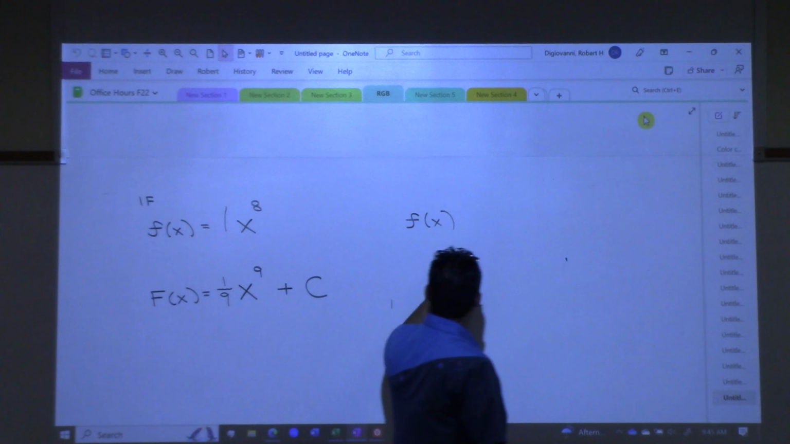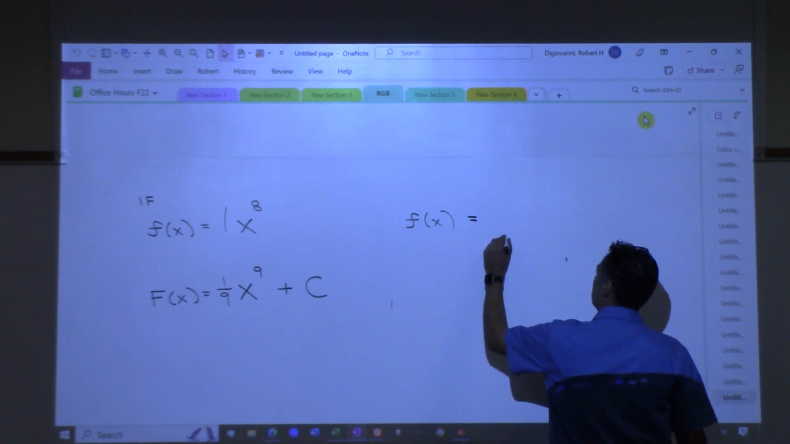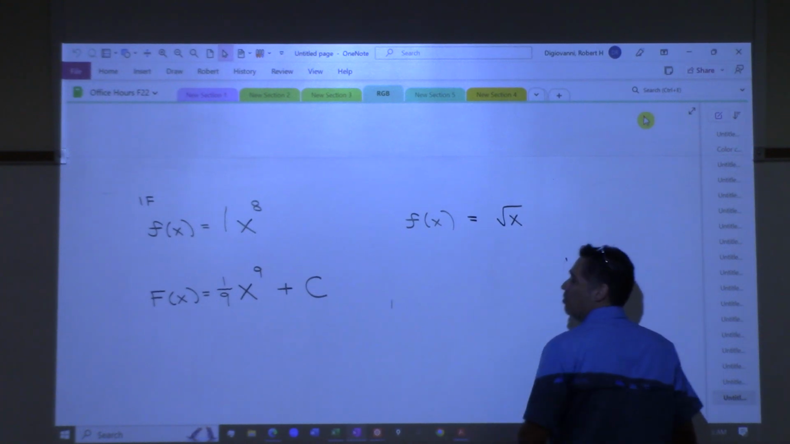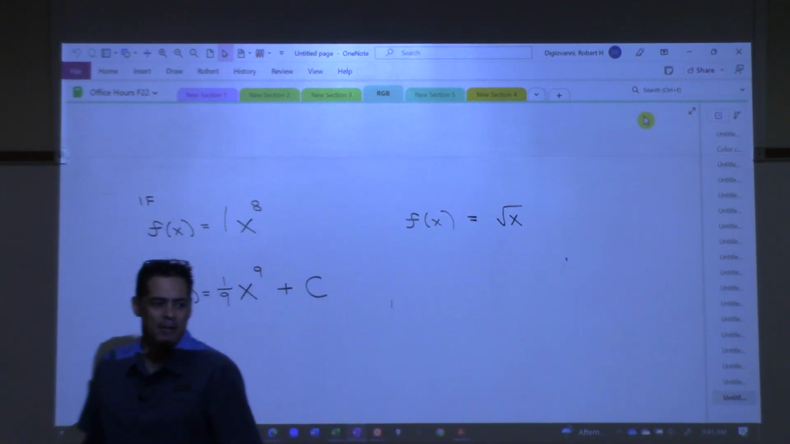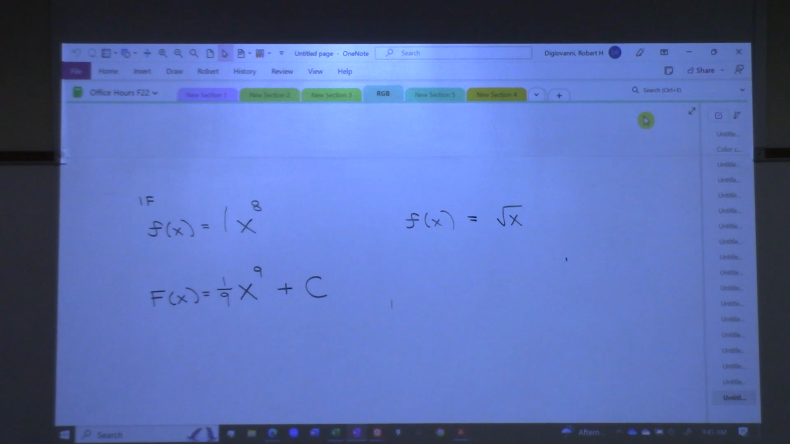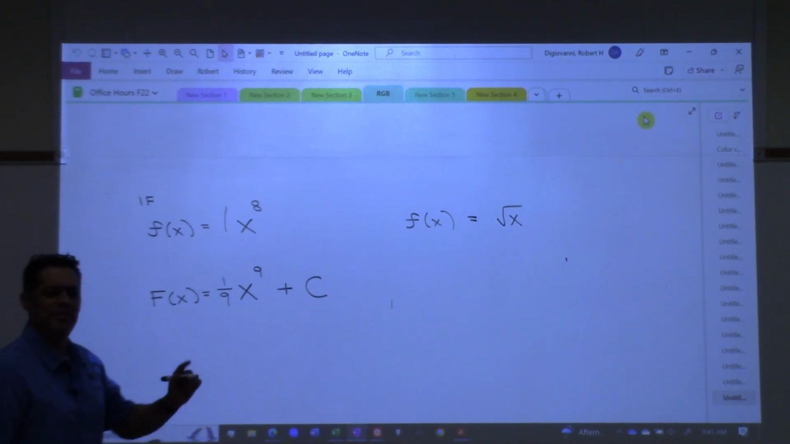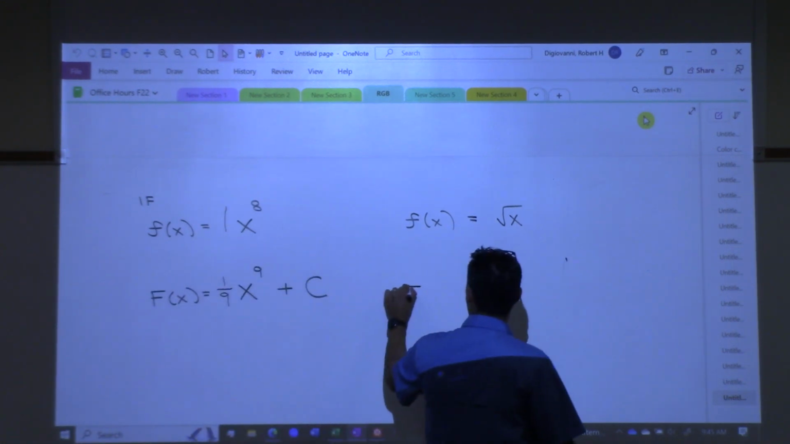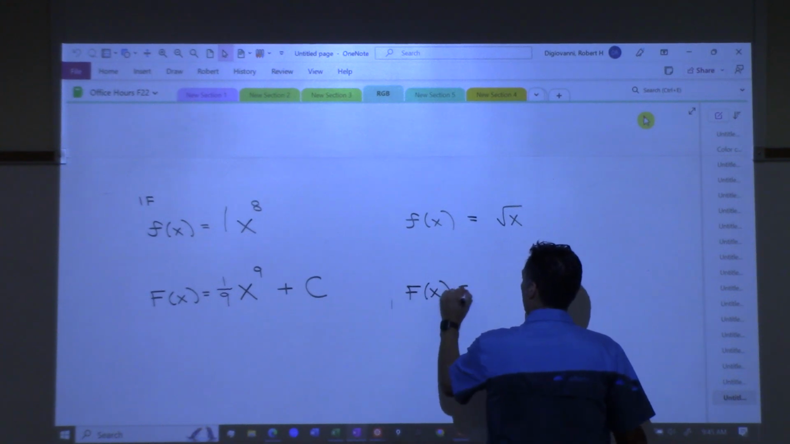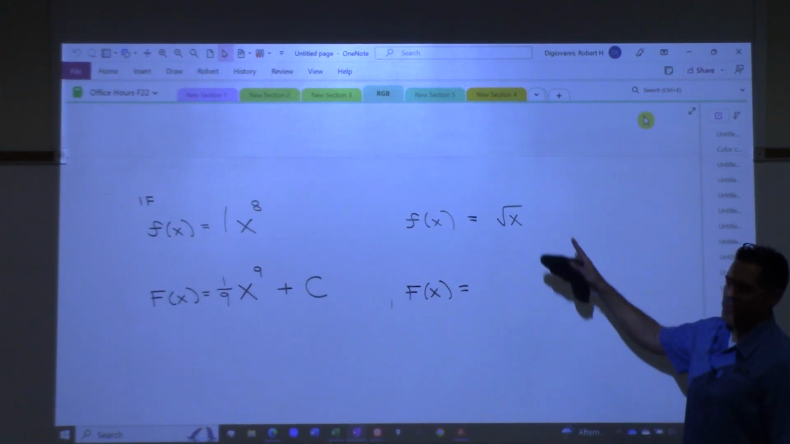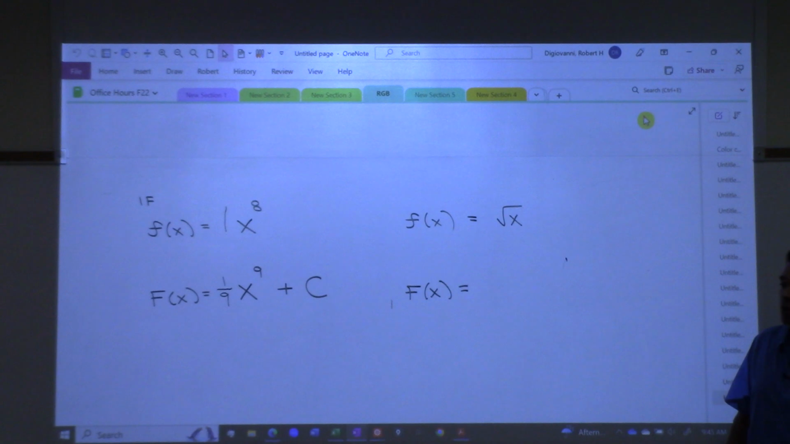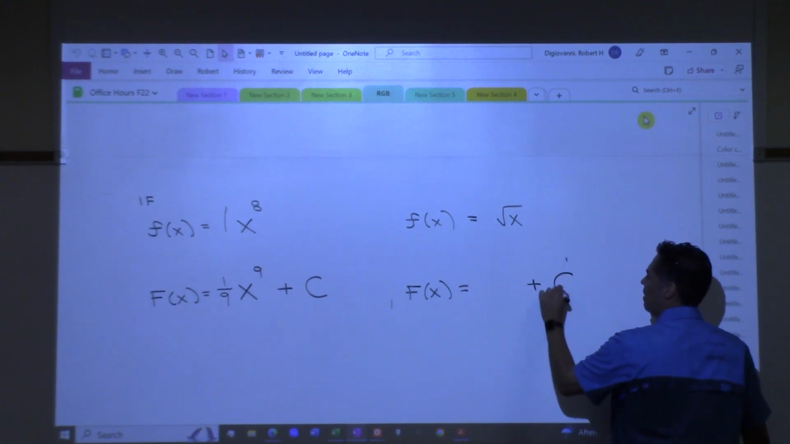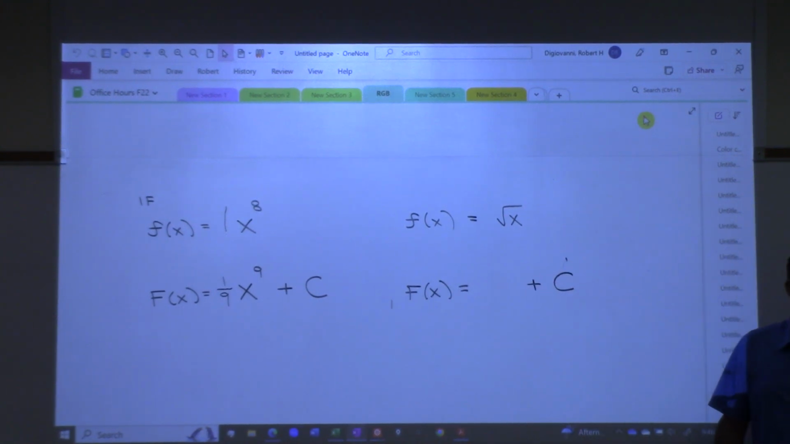Okay, how about this one? Don't say 1 over 2 root x. That's the derivative. That's not what I'm asking for. I'm asking for what you take the derivative of to get that, right? This one's harder, okay? I'm not expecting that you're going to look at that and know the answer.